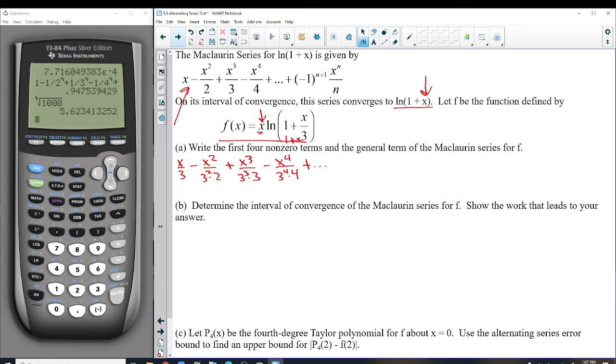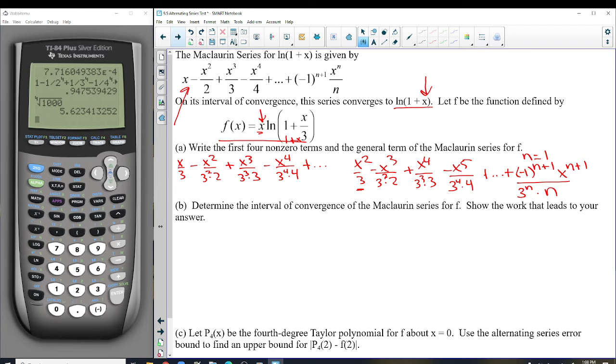But now we're going to multiply all those by x. So now we have x squared over 3, x to the third over 3 squared times 2, x to the fourth over 3 to the third times 3, minus x to the fifth over 3 to the fourth times 4. Need the general term, plus dot, dot, dot. So let's start with, how about we start with 1? So that's going to be negative 1 to the n plus 1, because it starts positive, x to the n plus 1 over 3 to the n times n.